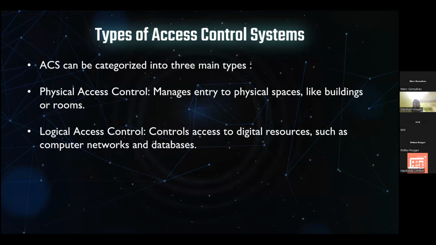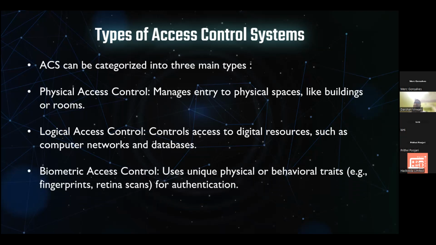Next is logical access control. This logical access control gives access to our digital resources, for example, our computer networks and databases for business purposes. Logical access control can also cover our email IDs and all of those things. And the third one, which might be very common for us, is biometric access control, which uses our unique physical or behavioral traits like fingerprints and retina for authentication. So these are the types of access control systems.